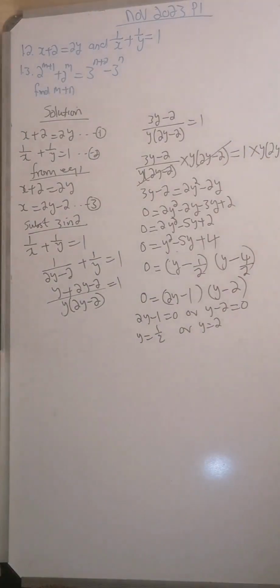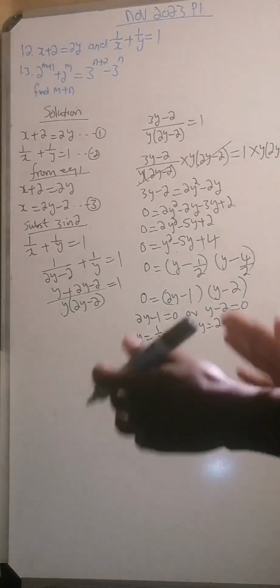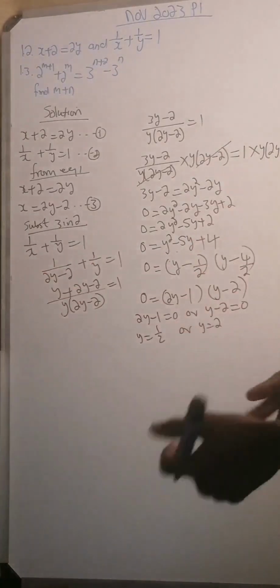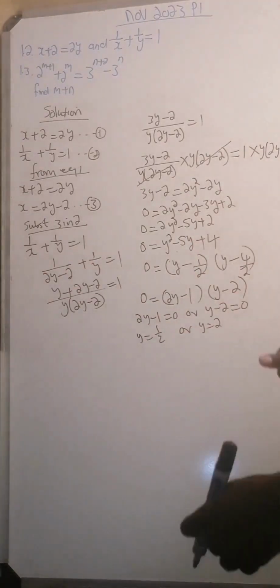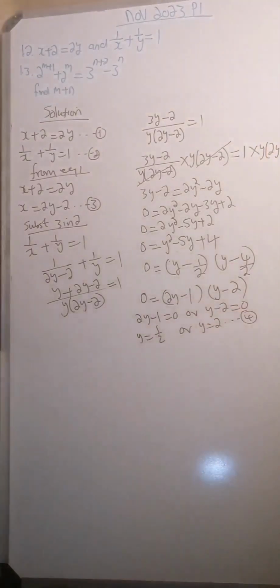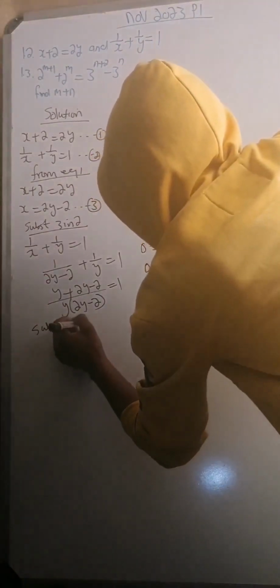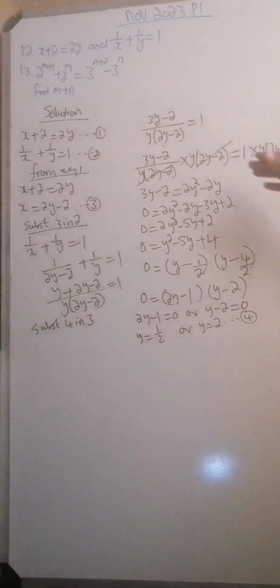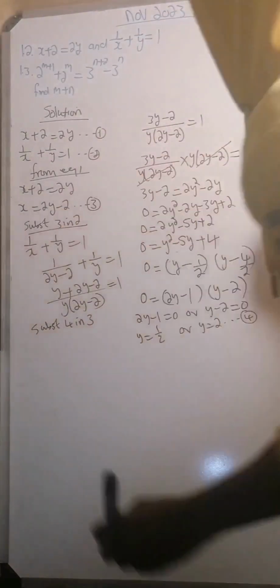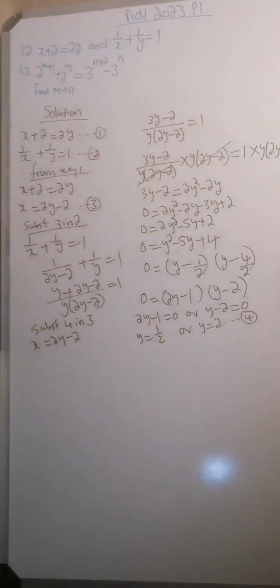You have the values of y, you just have to go and find the values of x. Okay, wonderful people, those are the values of y. Now let's just quickly try and find the values of x. So I can name this as my equation 4. So I'm going to substitute 4 in 3. So where is the 3? There it is. x equals 2y minus 2.